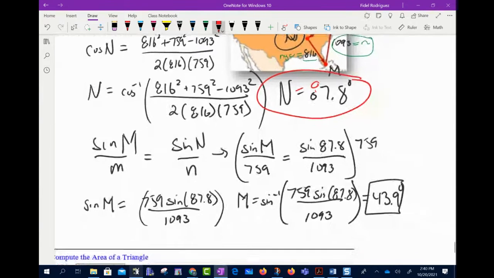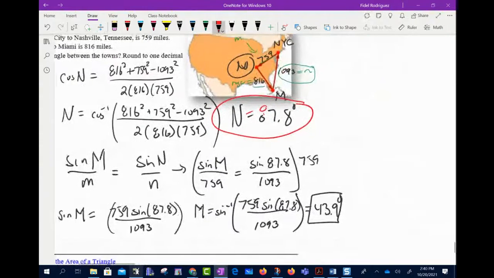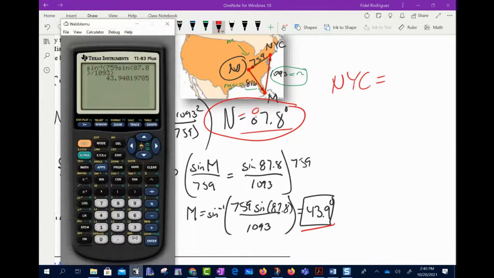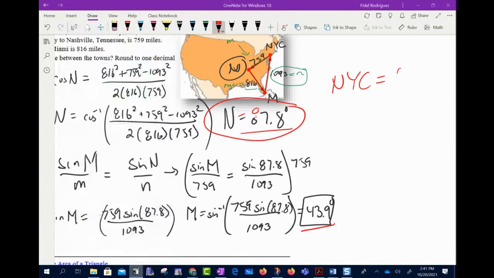All right, so we need to find one more angle. We need to find the angle at New York City. Remember, the way we can find the angle at New York City is we take these two angles, add them together, and subtract from 180. So 180 minus 87.8 and 43.9, and that angle is coming up to be 48.3. And we found the angles between each of those three cities.